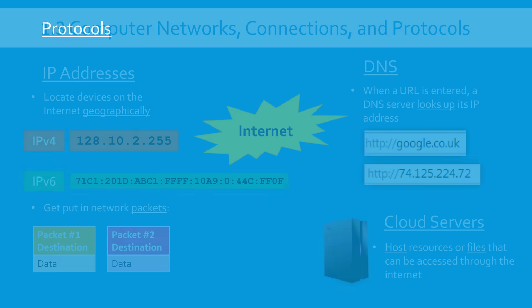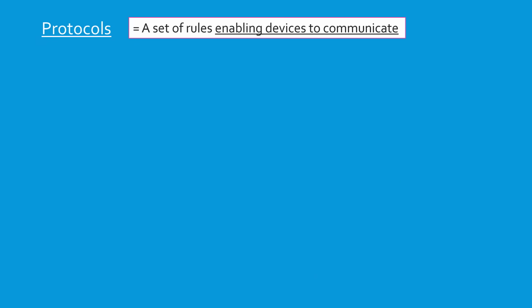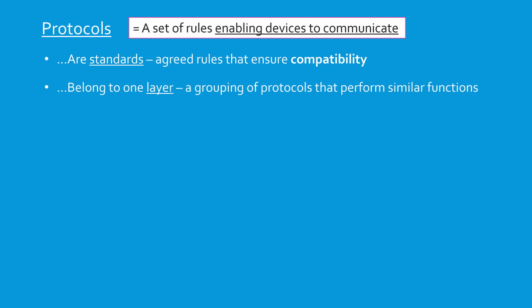The last bit in this topic is all about protocols, which are a set of rules enabling devices to communicate. And protocols are examples of standards. A standard is just an agreed set of rules designed to ensure compatibility across many manufacturers. And we often talk about layers in relation to protocols. A layer is just a grouping of similar protocols.